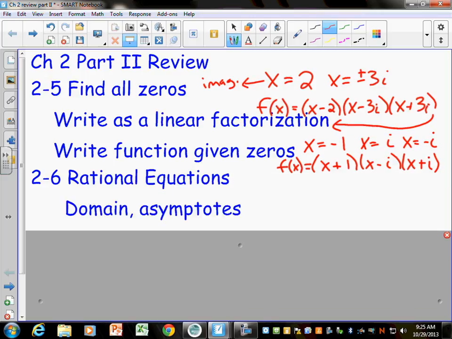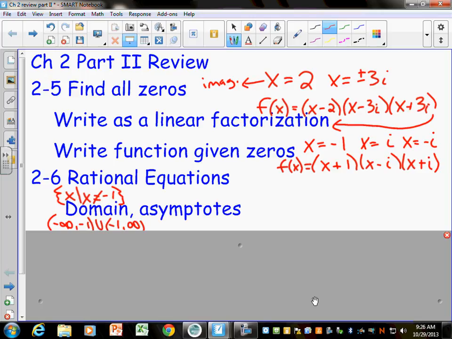Then 2.6, we jumped to rational equations. This was also on the worksheet that I gave you back yesterday. The domain, remember the domain is everything but your asymptote. So when you write your domain, you write things like x such that x cannot equal negative 1. Or you would write like negative infinity to negative 1, negative 1 to infinity. Right? Your domain is excluding those asymptotes.